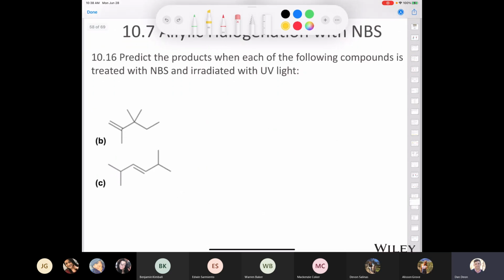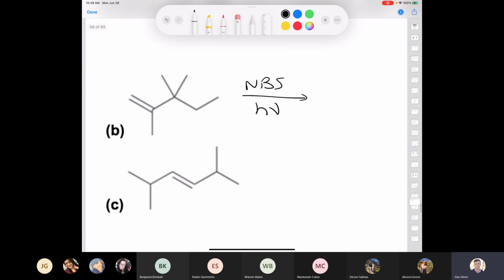So with all that in mind, let's predict what happens when each of the following compounds is treated with NBS and irradiated with ultraviolet light. Well, there's only one type of allylic proton in this first alkene, in B, isn't there? This is an allylic position, but there are no hydrogens here. This is also an allylic position, and there are 3 hydrogens there.